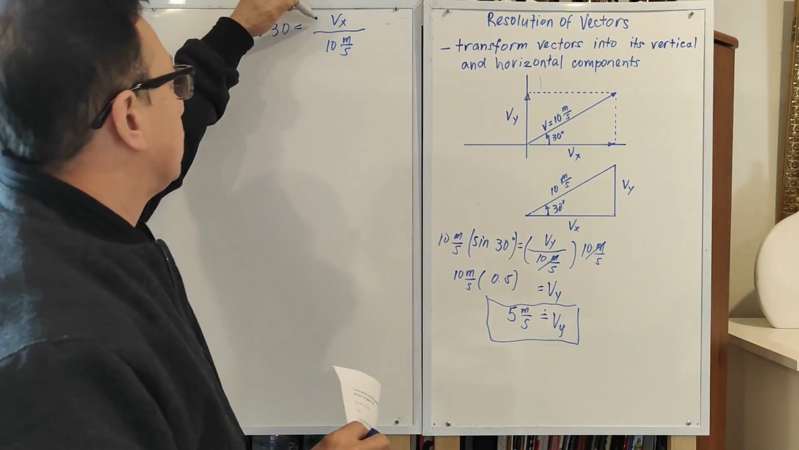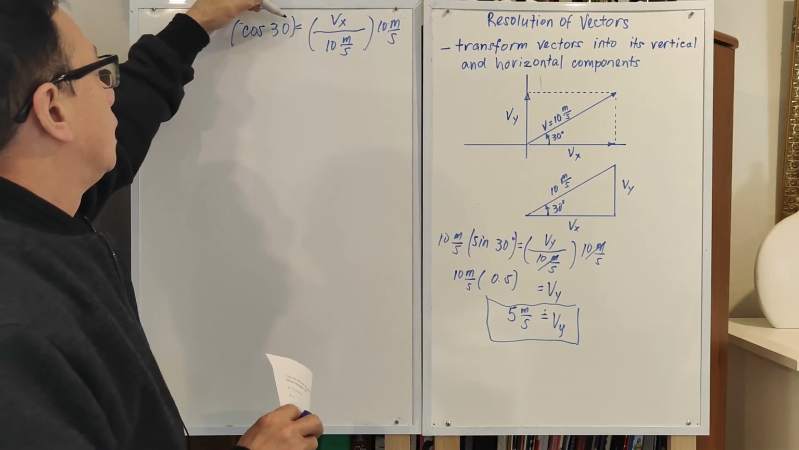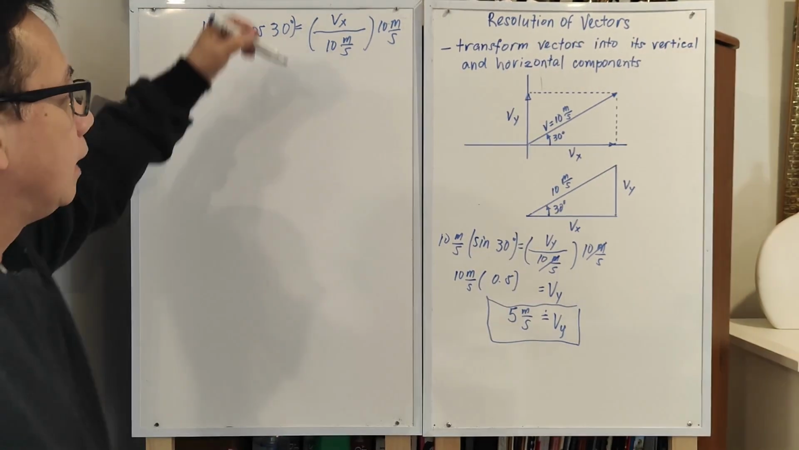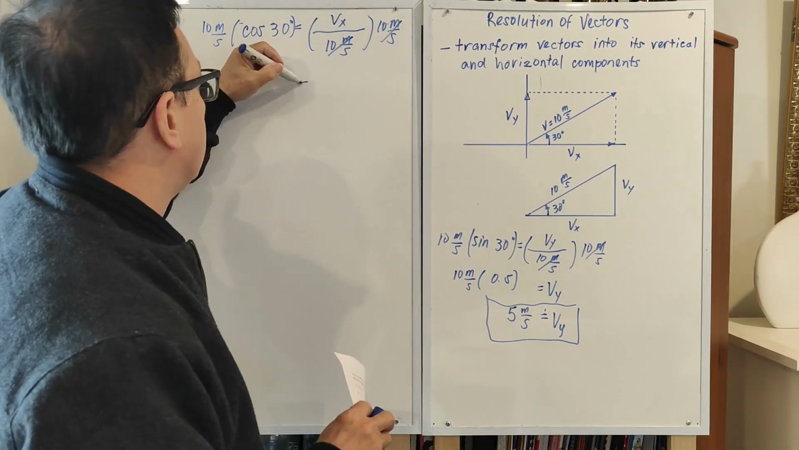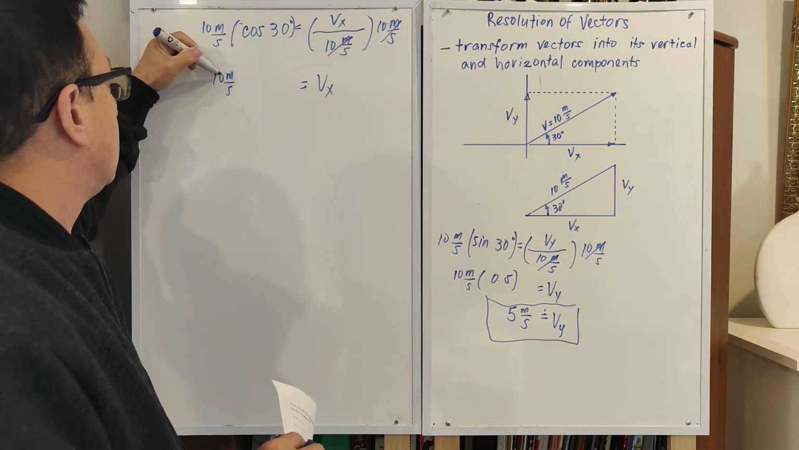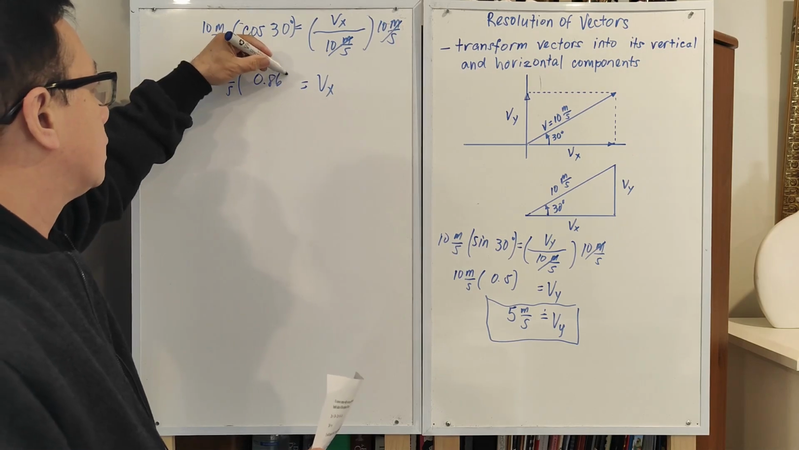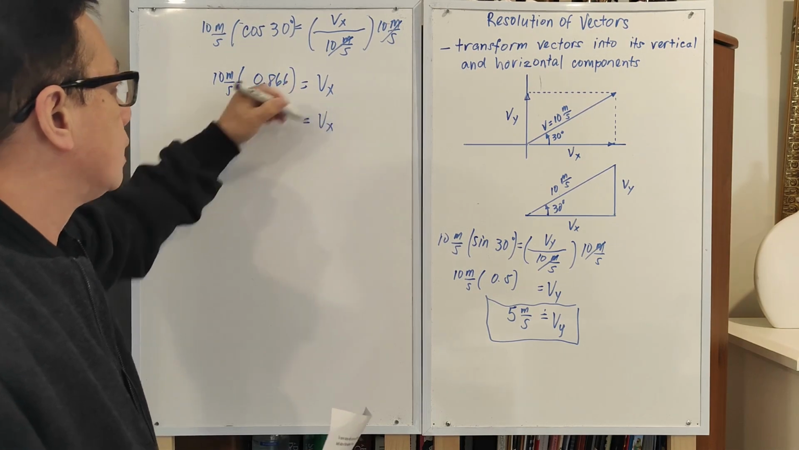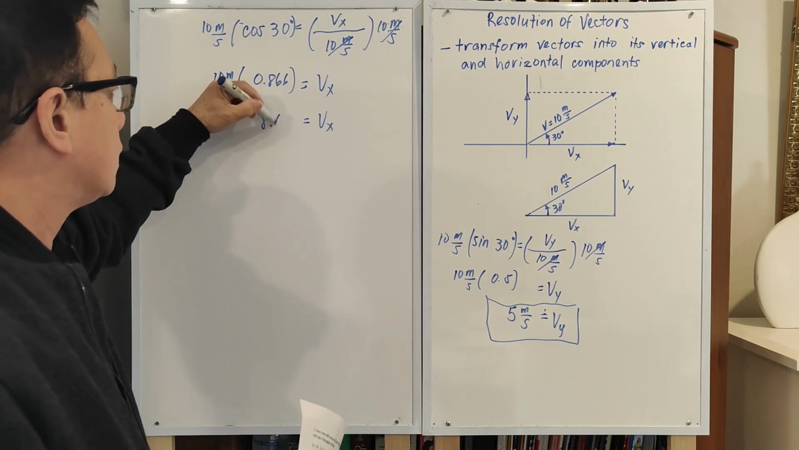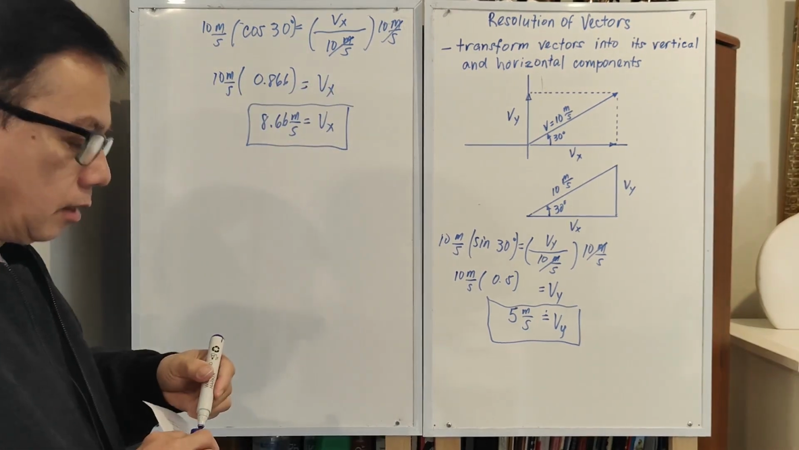So to remove this, we multiply both sides by 10 meters per second. So this will cancel out, leaving only Vx. 10 meters per second times cosine of 30. Cosine of 30 is 0.866. So your Vx is 10 times 0.866, which is 8.66 meters per second. So this is your horizontal component.